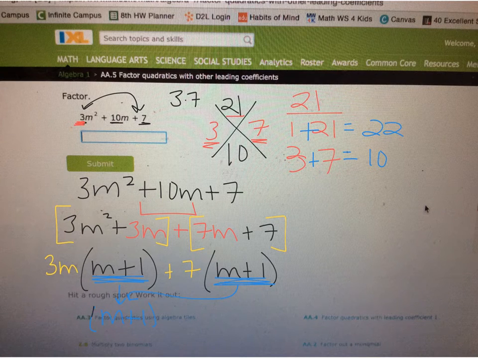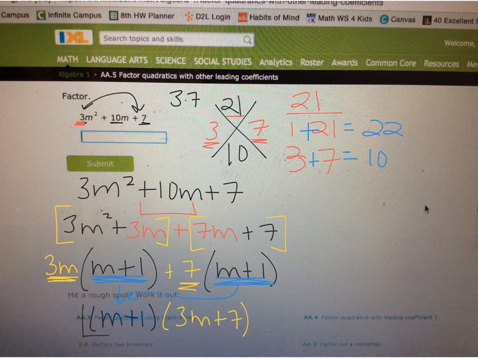That's a little hard to see. Let's make it a little darker. M plus 1. And then we're going to take our GCF terms that we pulled out, and we're going to put them in another parenthesis. So we're going to put 3m plus 7. And therefore, we have our resulting 2 binomials. This is going to be the simplest factored form that our given trinomial can be.